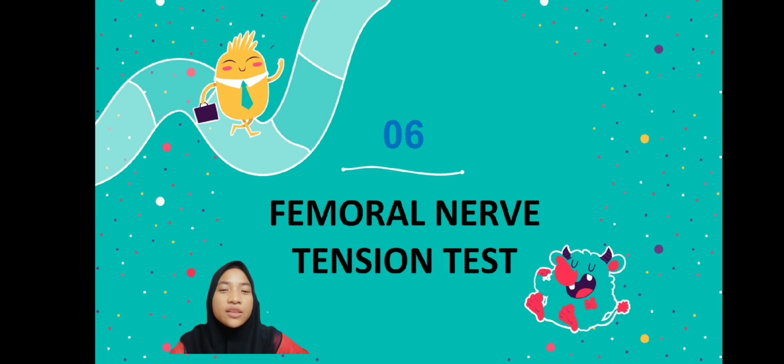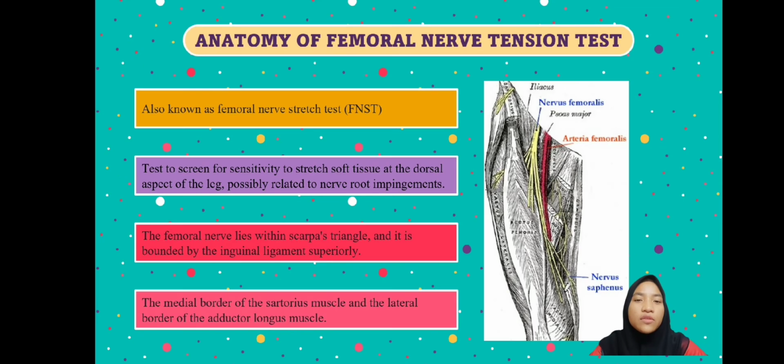Explain about the femoral nerve tension test. The femoral nerve tension test is also known as the femoral nerve stretch test. This test is to screen for sensitivity to stretch of soft tissue at the ventral aspect of the leg, possibly related to nerve root impingement.